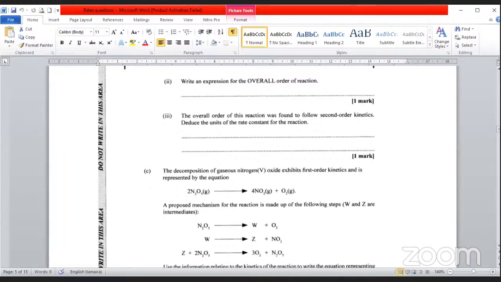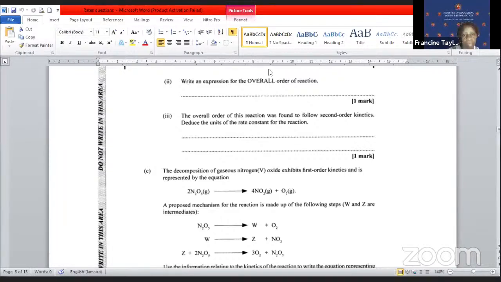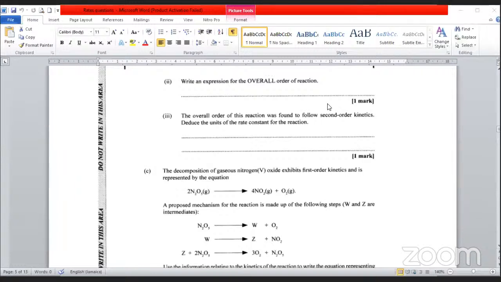Okay, we're getting m plus n. Right. So whatever letters you used for the order, it would be the sum of them. All right, the overall order of this reaction was found to follow second order kinetics. Deduce the units of the rate constant for the reaction.